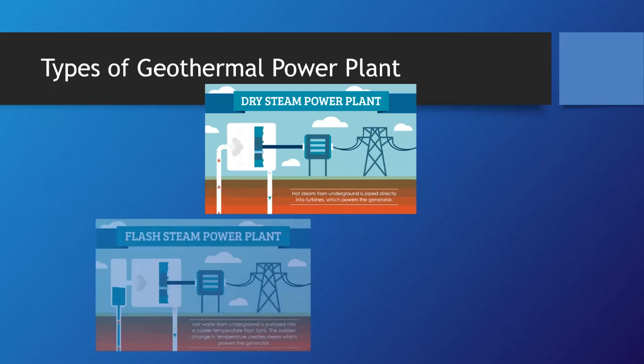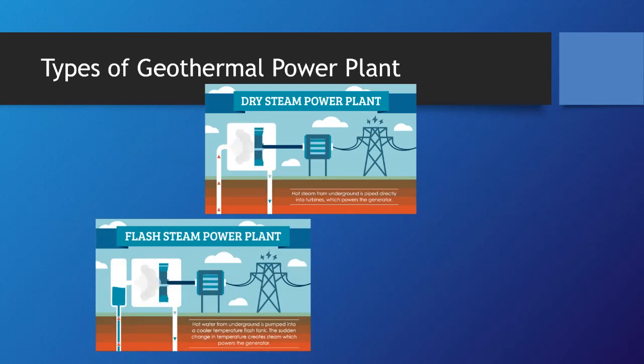the different houses. The second example or type is the flash steam power plant. In this case, hot water from underground is pumped into a cooler temperature flash tank. The sudden change in temperature creates steam which powers the generator. In this case, the pipe that generates the steam is not directly connected with the turbine. It is first connected to a flash tank, in order to convert the hot water into steam.